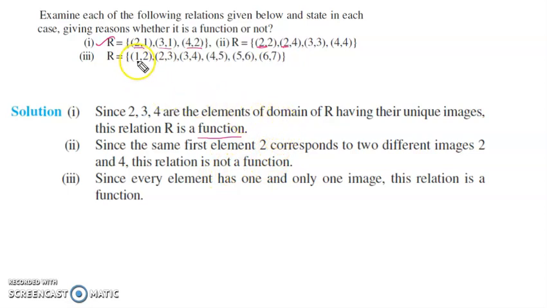Look at the last one: 1, 2; 2, 3; 3, 4; 4, 5; 5, 6 and 6, 7. All the first components are distinct, hence we can conclude that it is a function. Every element has one and only one image, so this relation is called a function. Make sure you differentiate between what is a relation and what is a function. Students, next we will be discussing types of functions.